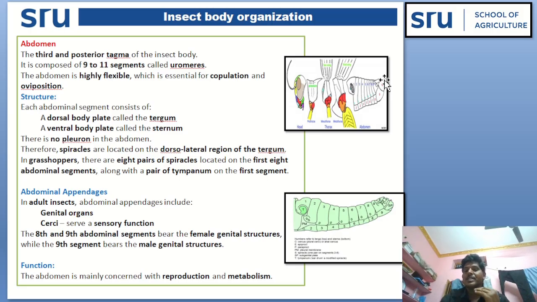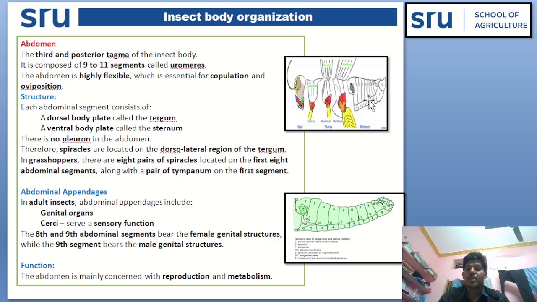Each abdominal segment consists of a dorsal body plate known as tergum and a ventral body plate known as sternum. There is no pleura in the abdominal region. Therefore, the spiracles are located on the dorsolateral region of the tergum. Here, the spiracle will be located.